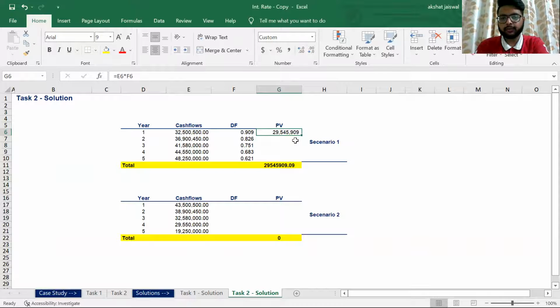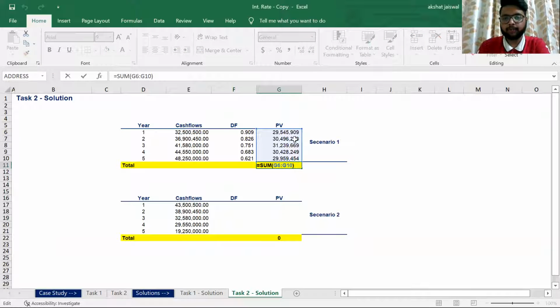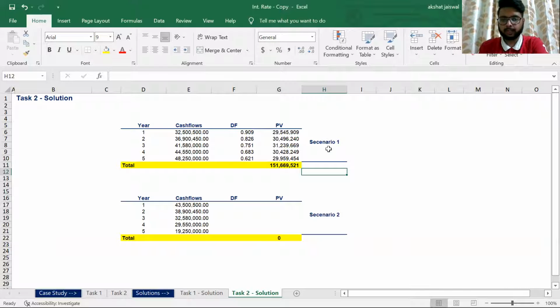Yeah, you just round it off totally, and then since the formula for every other row, that is year 2, 3, 4, 5, remains the same, that is cash flow into discount factor, you don't have to manually type it. Just go again to the end of the first year and double click here. It will automatically give you. And in the total we have used the function called SUM. So equal to SUM and the total of this. So this is your scenario one.